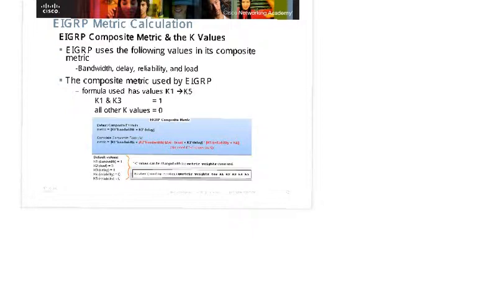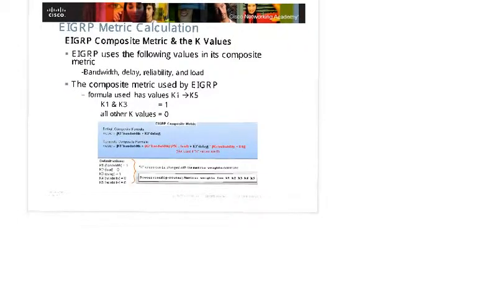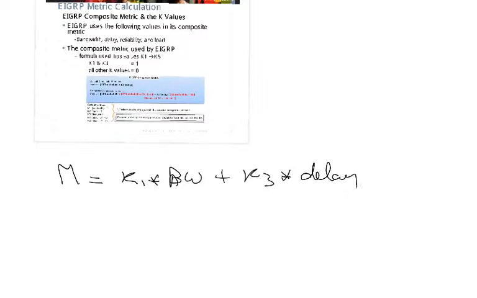And as we said before, the default mode for EIGRP is that K1 and K3, the weights for the bandwidth and delay, are 1, and all other Ks, K2, K4, and K5, are by default set to 0. So this is the default mode of EIGRP, which indicates that the default metric is K1 times bandwidth plus K3 times delay. Okay?